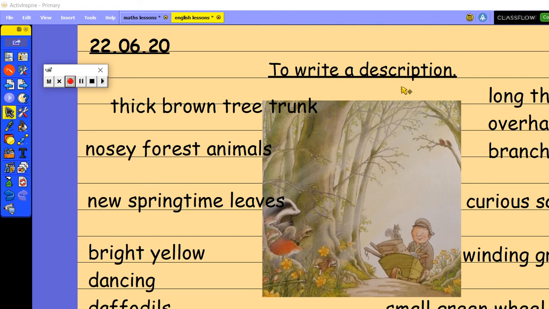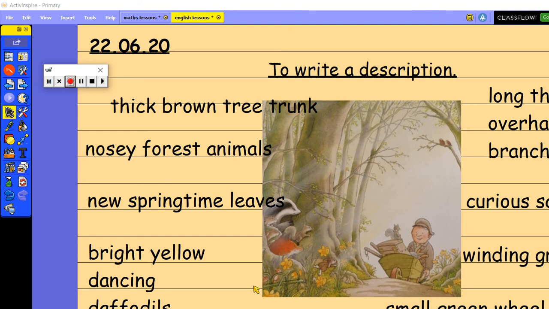We've got some long, thin, overhanging branches. So these here are overhanging the path. And that's what stood out to me on this picture, that they are overhanging the path that the character is walking along. We've got a very curious squirrel who has actually been so brave that he's jumped in the wheelbarrow here. We've got a winding gravel path that is going up here. We can't see very much of the gravel path, but it does look winding from the position that the character is in. And then he is pushing a small green wheelbarrow.